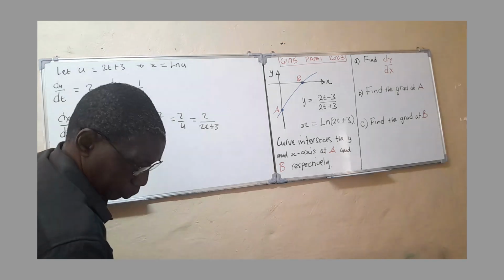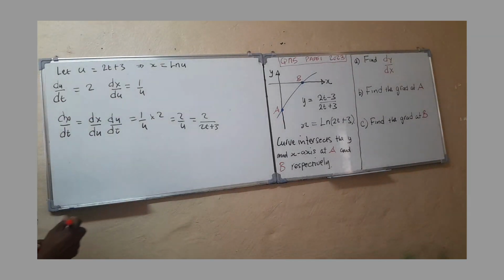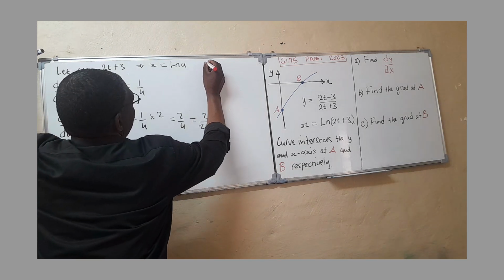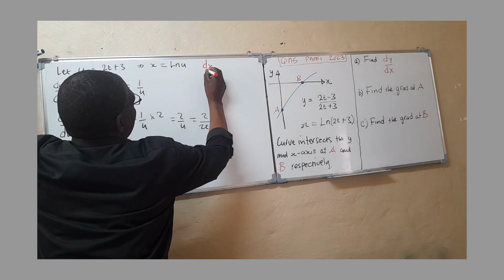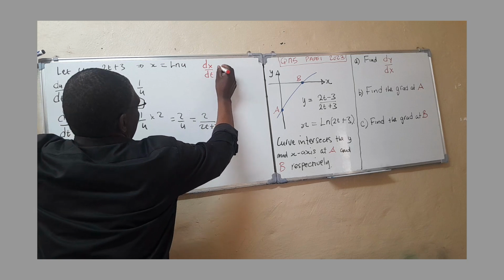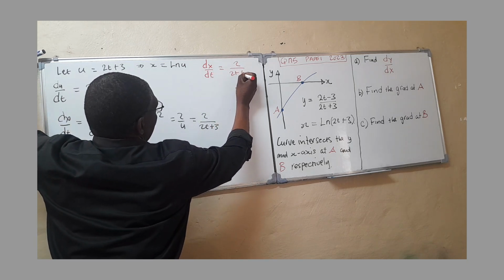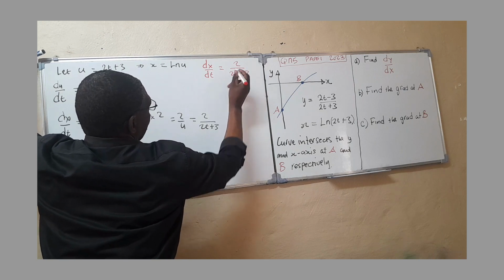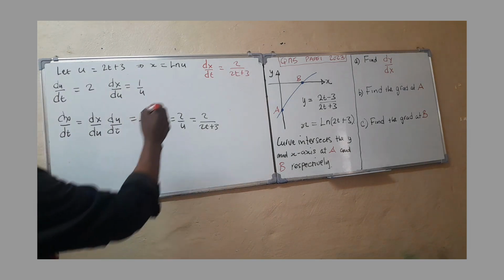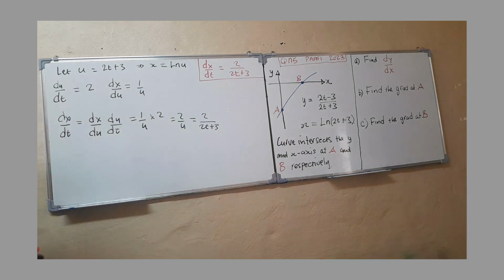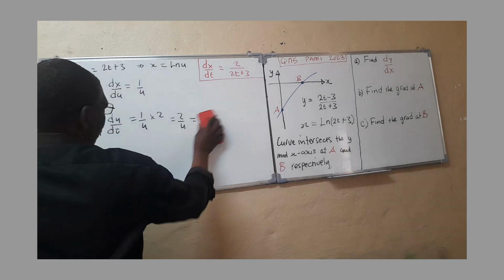Let's put it somewhere here in a corner because we are going to need it in future. So dx/dt is equal to 2 divided by (2t plus 3). Put it in a nice little box there. There's our result. So let's deal with dy/dt.